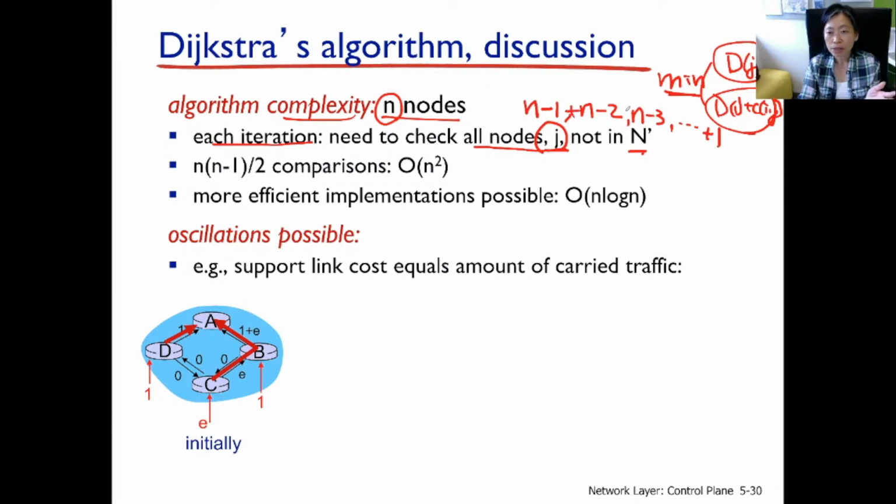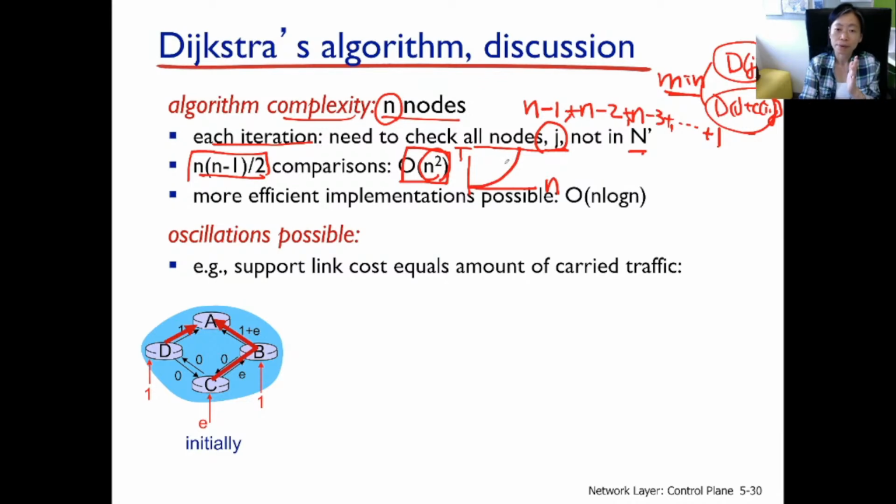So if we add all these together, this is the number of comparisons: n multiplied by n minus 1, divided by 2. And this is on the scale of n squared, big O n squared. So big O here is actually to say that the Dijkstra algorithm in the worst case runs on the scale of n squared. That means the time complexity, the growing trend of the Dijkstra algorithm, is this.